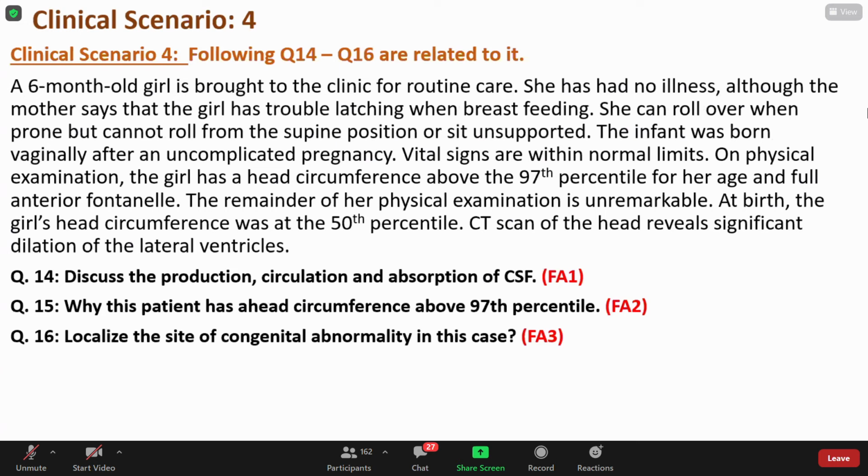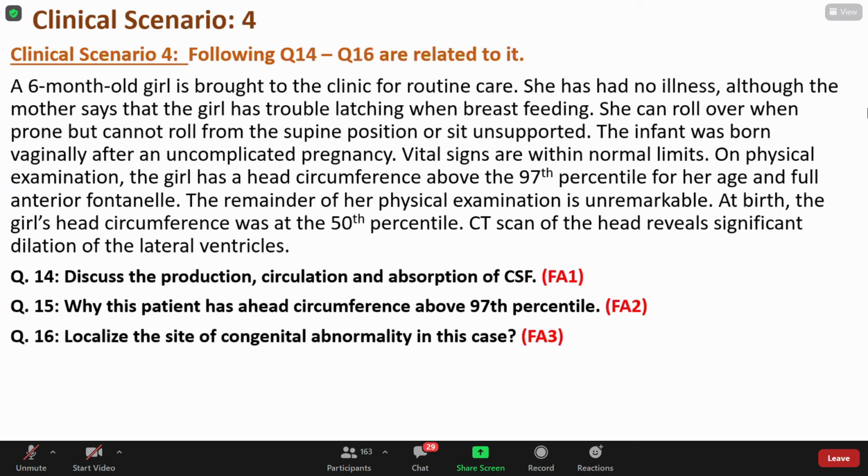Scenario number 4 and question number 14. FA1, please. Yeah, I can answer it. Okay, please. Okay, so it says discuss the production, circulation, and absorption of cerebrospinal fluid, CSF.